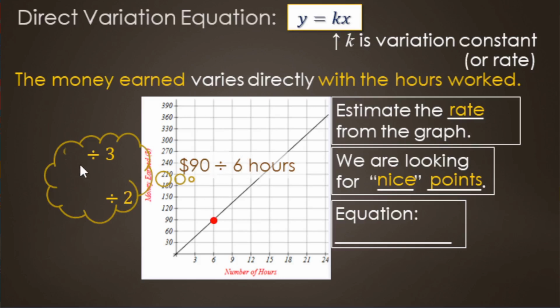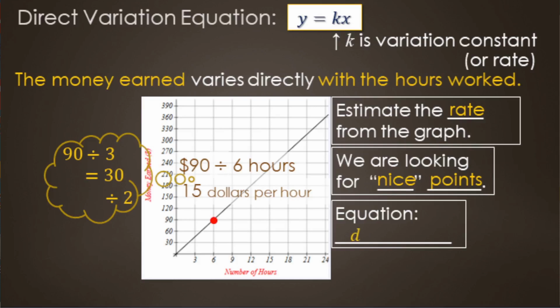So let's do that. Start at 90 and then divide by 3. Oh, well, 9 divided by 3 is 3 with a 0 on the end, so that's 30. And then 30 divided by 2, well, that's going to make 15. So this one, if we break it up, not too tricky to do in our head. So we're making $15 an hour.